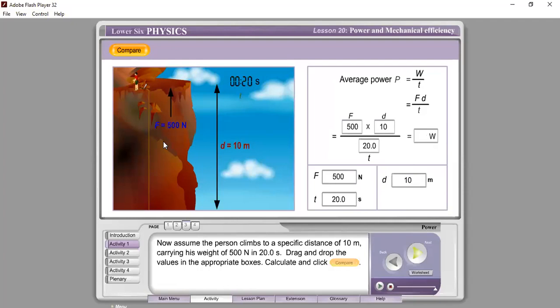Calculate and click Compare. So this means that it will be 500 times 10 over 20. The answer should be 250. Is it possible to key in or not? So we can't key in the answer. So the answer from the calculation is 250.